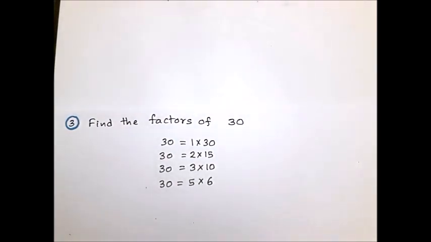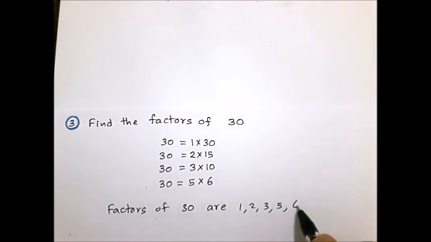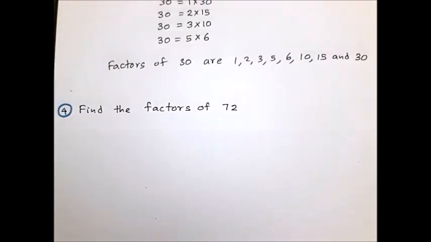Now factors of 30 are 1, 2, 3, 5, 6, 10, 15 and 30. Write it as the answer. Factors of 30 are 1, 2, 3, 5, 6, 10, 15 and 30. Write these factors in ascending order.